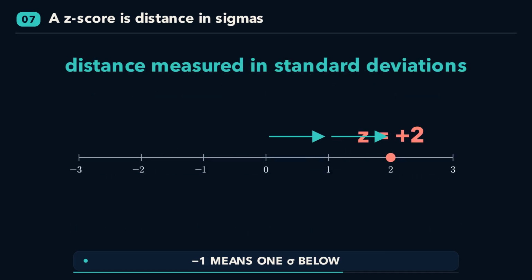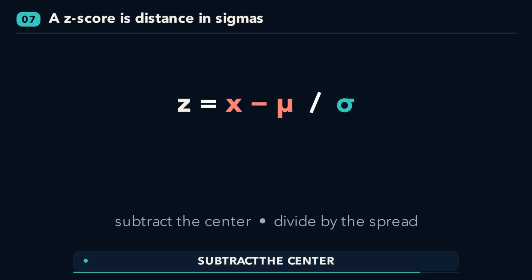If it is -1, the value lies 1 sigma below. Z-scores let us compare different scales with the same ruler. Only after this picture is clear do we need the formula, z equals x minus mu divided by sigma.